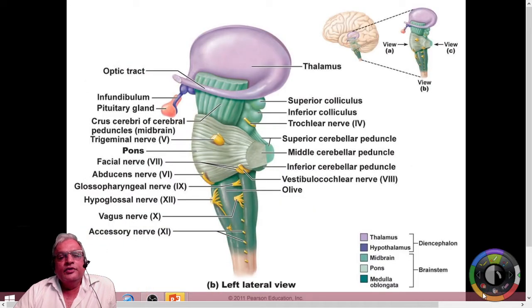Now this is a lateral view of the same thing, where you can see the inferior cerebellar peduncle that goes behind here. That's the inferior cerebellar peduncle, the olive, and your pyramidal tract. Right? I flip to the next slide.